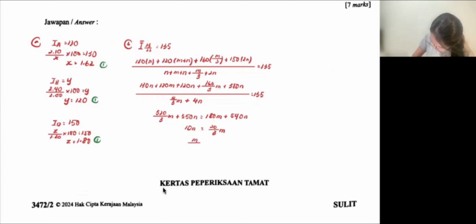So m over n is 20 over 3. Divide by 10, you get 2 over 3. Okay, m to n is 2 to 3. Okay, hold on. n move here. 10 divided by 20 over 3. Oh, sorry, it's 3 over 2, because letter this side, numbers the other side.